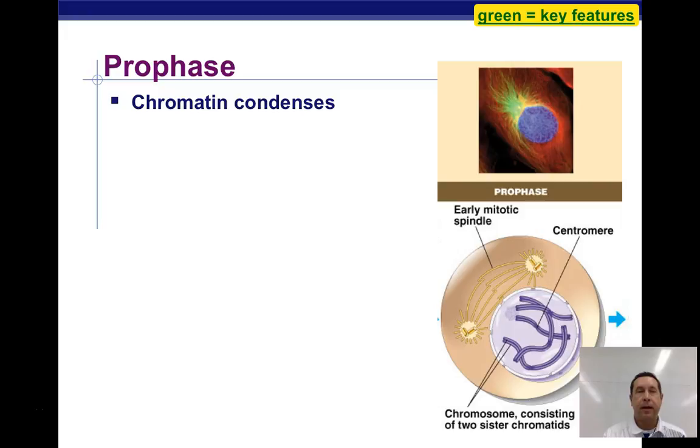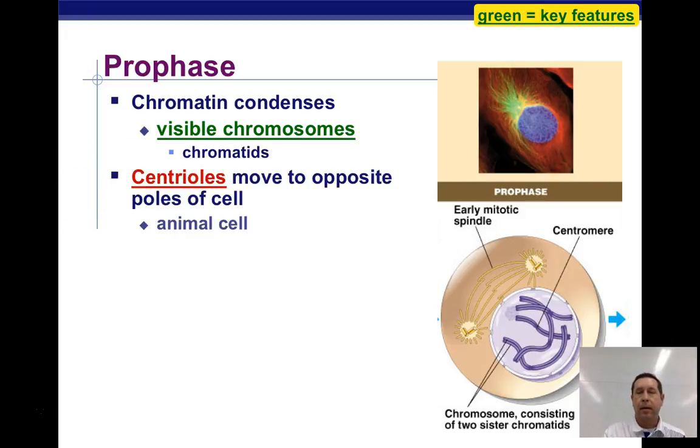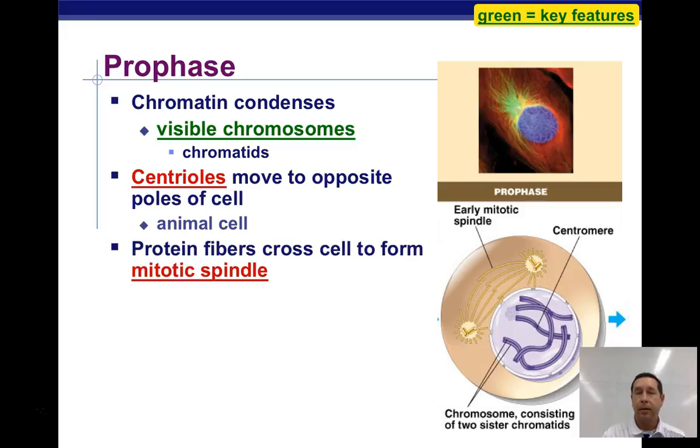So one of the first things that happens during prophase is the chromatin condenses into visible chromosomes. Remember, the DNA has already been copied, so the chromosomes are made up of 2 sister chromatids. In animal cells, the centrioles are going to move to opposite poles and begin forming the spindle fiber, or the spindle apparatus, I should say.